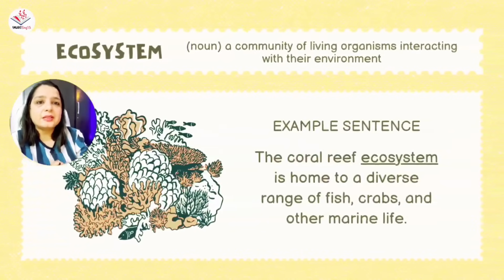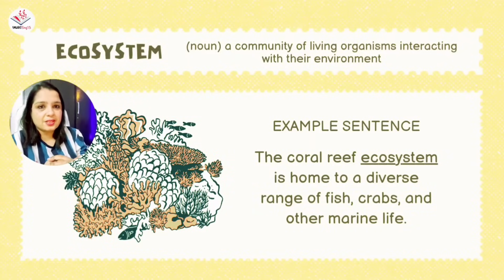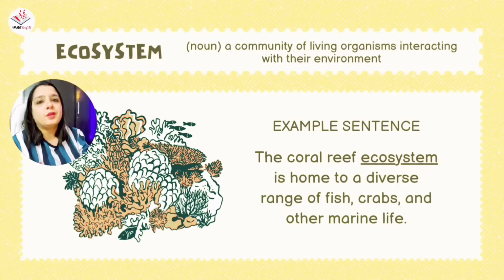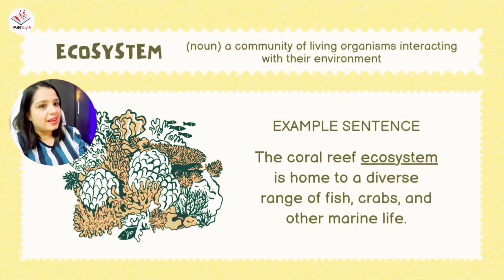The next word is ecosystem. Ecosystem is a noun and it is a community of living organisms which interact with their environment. And we all are staying in ecosystem, if I'm not wrong. So the coral reef ecosystem is home to a diverse range of fish, crabs, and other marine lives.